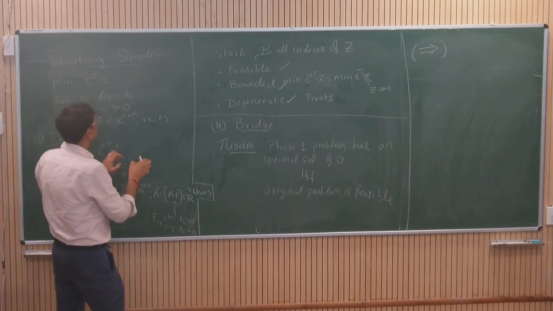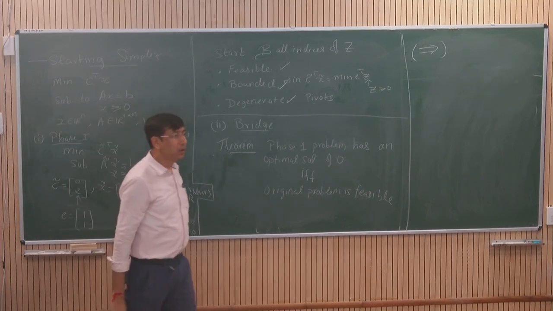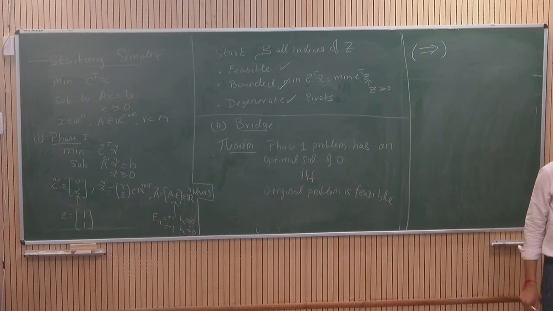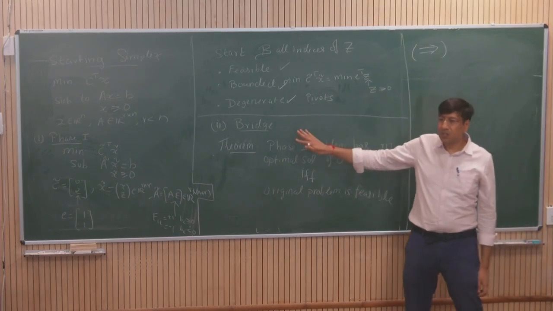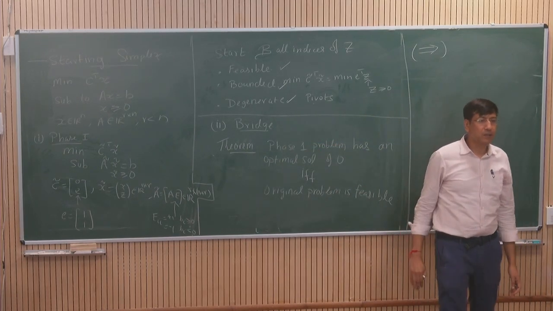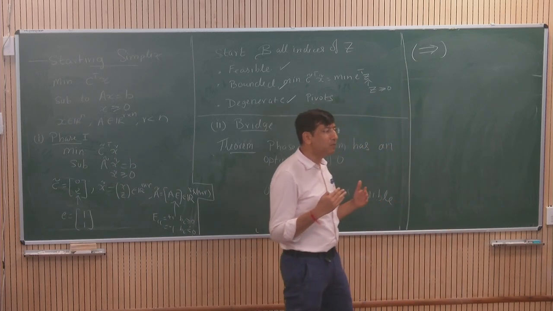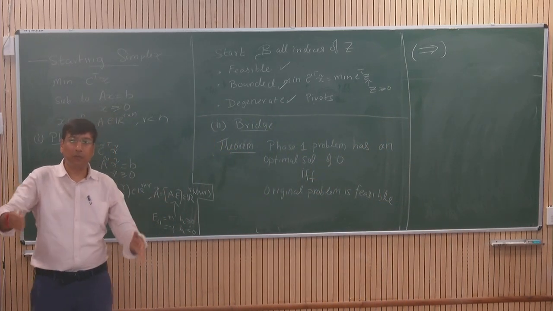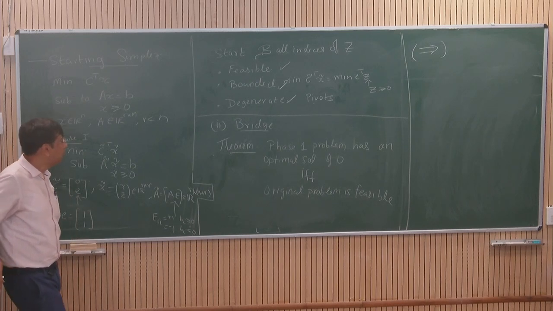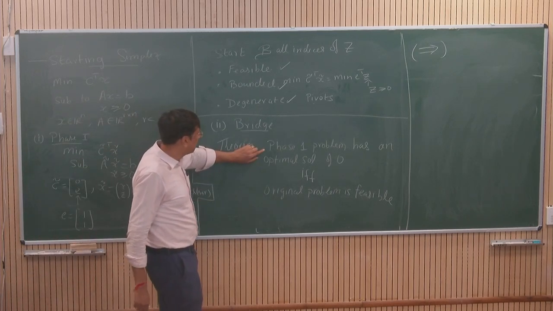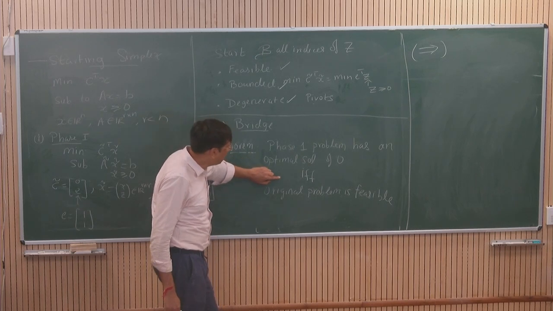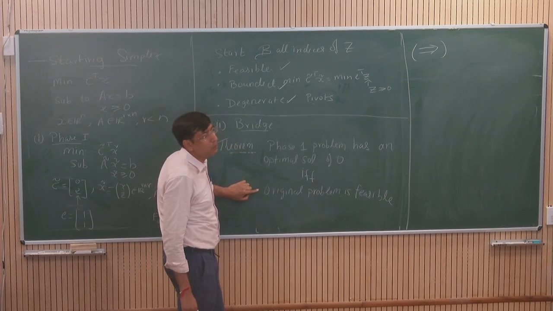Now we have to connect it to the original problem. To be able to connect it to the original problem, I have written a phase called a bridging phase, and I have written this theorem which we are going to prove. It's a very small proof, but it has to be done before we move to the next step. So the theorem says that the phase 1 problem has an optimal solution of 0 if and only if the original problem is feasible.